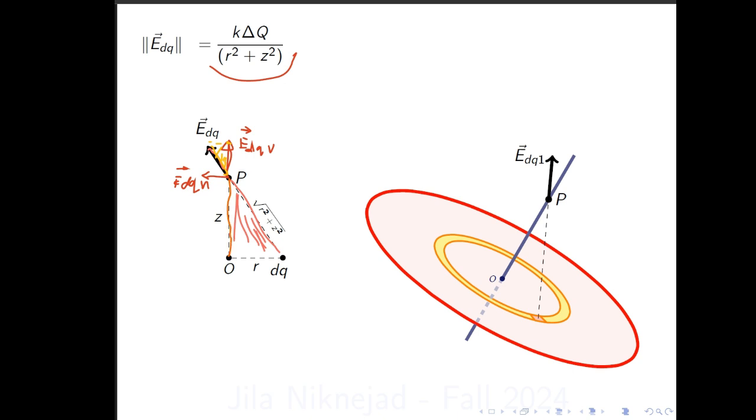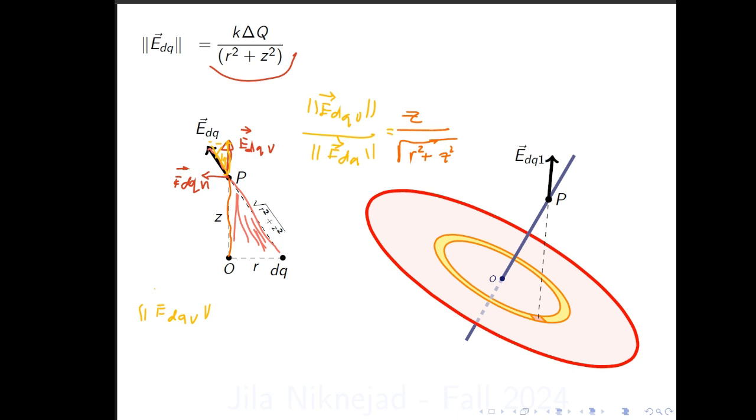Similar thing happens with E sub dq horizontal, which is a horizontal line, and you drop a perpendicular. To find the magnitude, basically look at the triangle that is formed between E sub dq and E sub dq vertical, and the triangle below it. They are similar. So the ratio of the magnitude of E sub dq vertical to E sub dq is equal to z over the square root of z squared plus r squared.